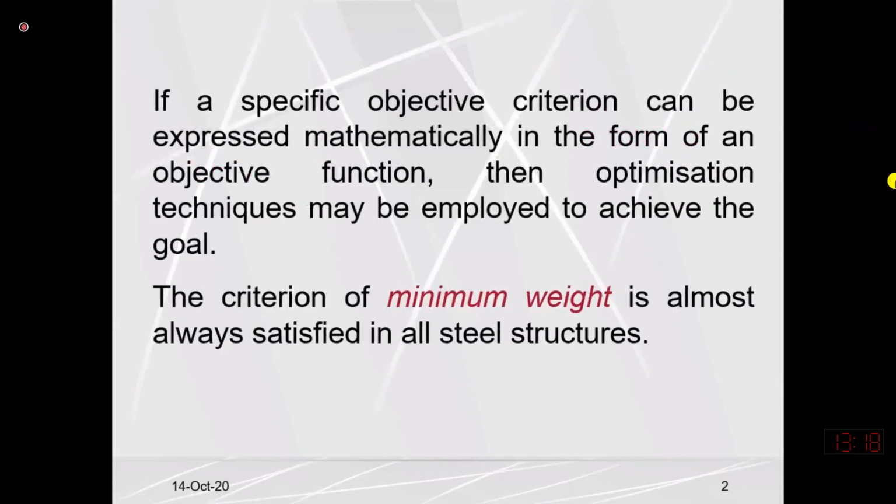So if a specific objective criterion can be expressed mathematically in the form of an objective function, then an optimization technique may be employed to achieve it. Actually, this is a little bit difficult. Optimization is an advanced topic that we cover at the master level, but I want to just explain that sometimes we have to install very sophisticated or sensitive machinery on maybe the first floor or second floor. In that case, we have to control the deflection or the vibration of the roofing system.